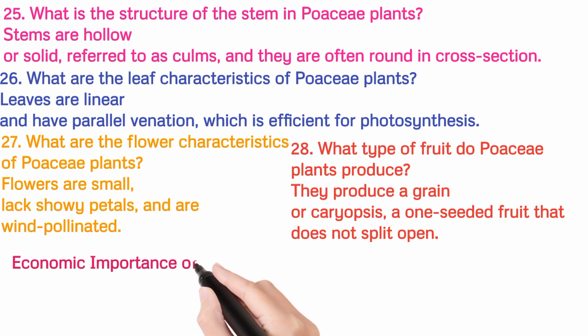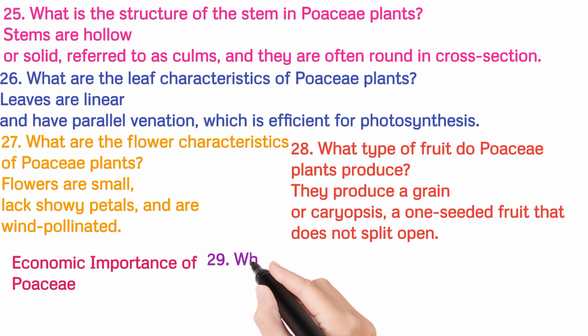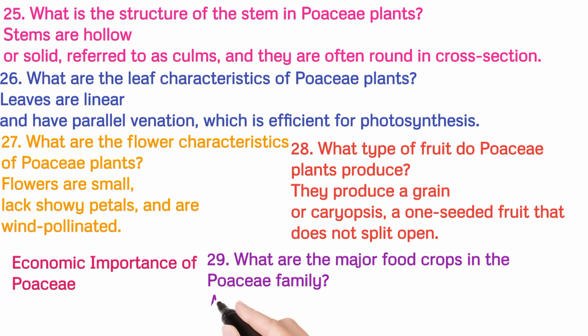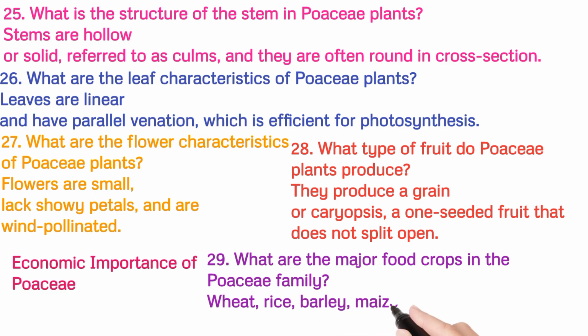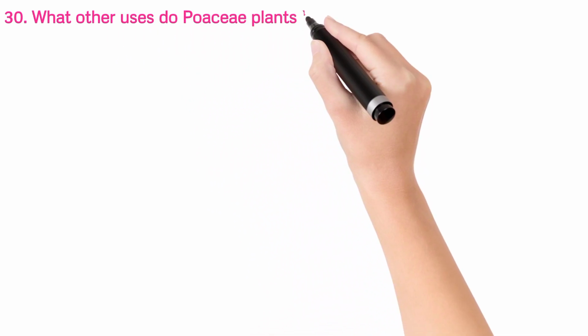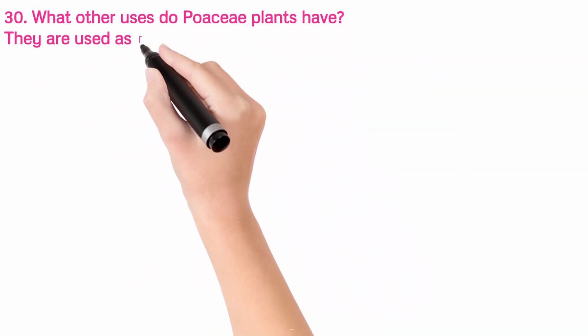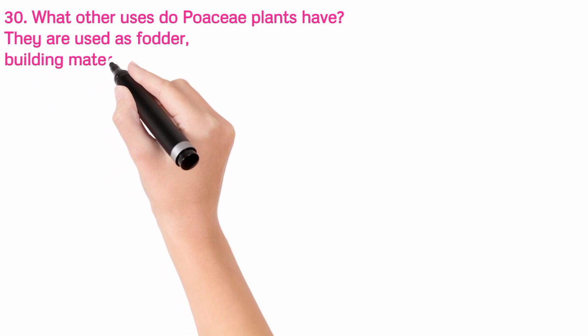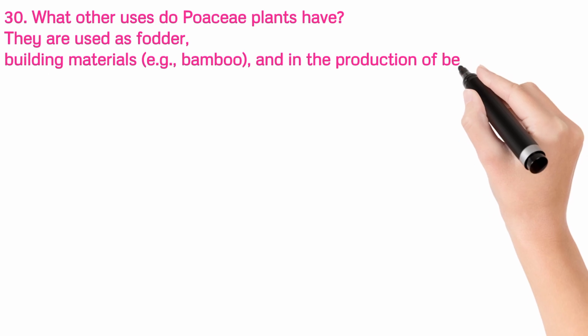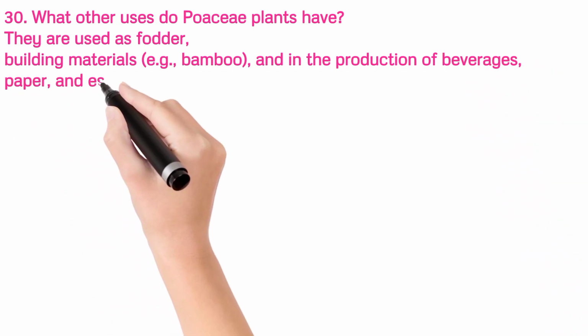Economic importance of Poaceae. 29. What are the major food crops in the Poaceae family? Wheat, rice, barley, maize, oats, and rye. 30. What other uses do Poaceae plants have? They are used as fodder, building materials, e.g., bamboo, and in the production of beverages, paper, and essential oils.